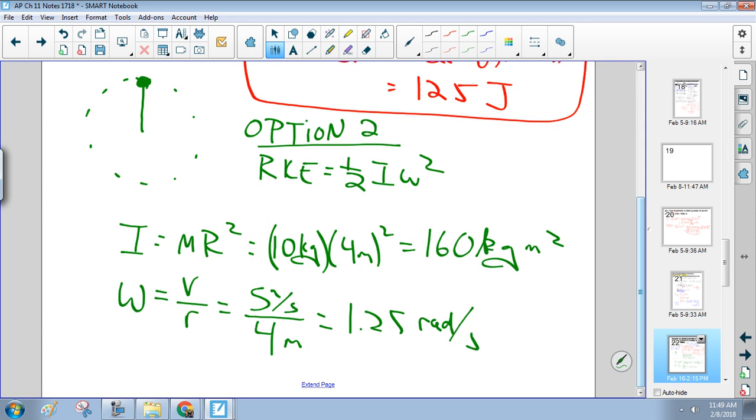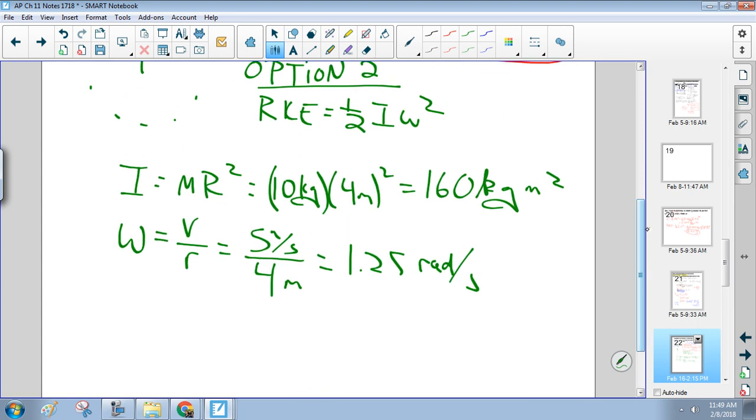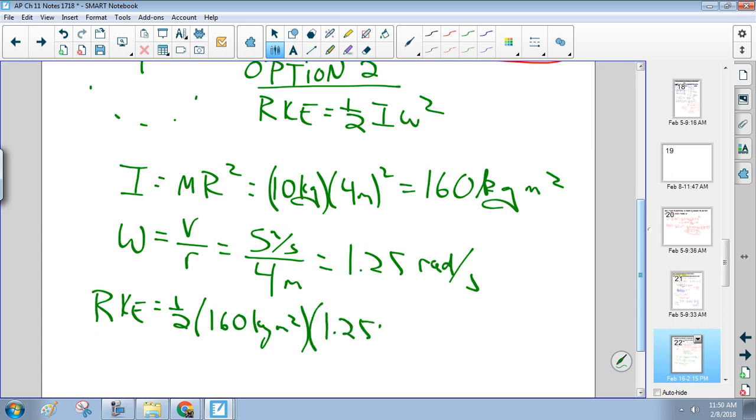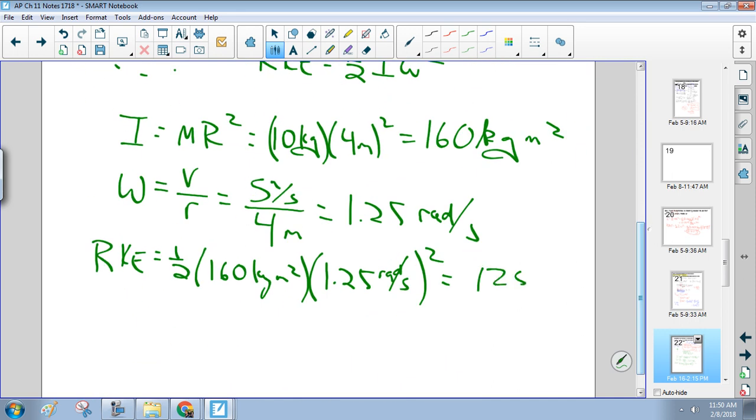So our rotational kinetic energy then would be 1/2 I, which we just decided was 160 kilogram meters squared, so we're at 80, times omega squared, 1.25 radians per second. Don't forget to square it. And guess what? If you do that, it gives you 125 joules. So it's the same thing.